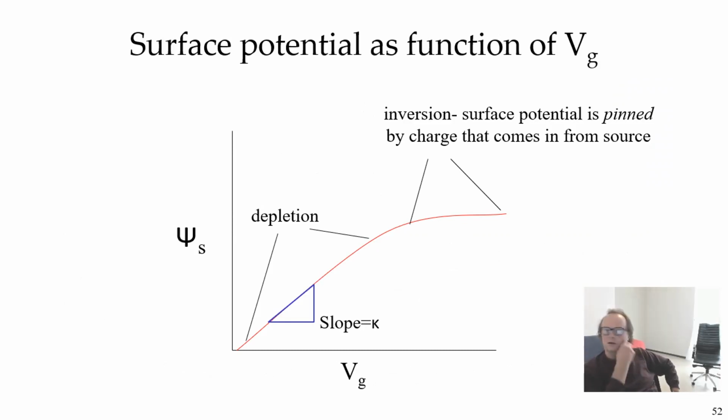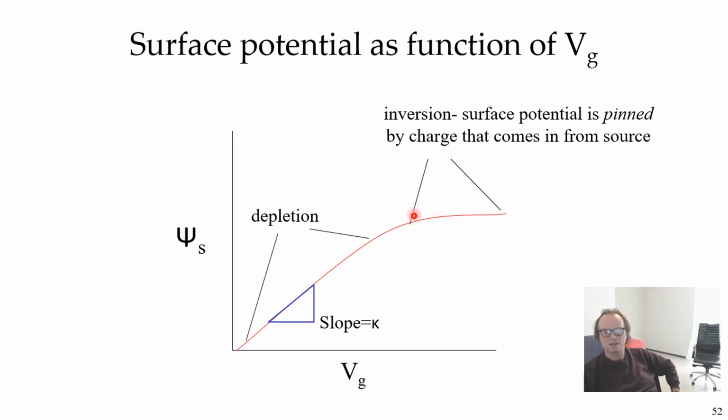So now let's look at this surface potential as a function of Vg in reality. I just told you that psi s follows Vg because of the capacitor divider with a slope of kappa. And that's true as long as the surface is just depleted. Right? But as soon as you go into inversion where the surface potential gets pinned by the charge that comes in from the source, then the surface potential stops changing linearly with Vg. It kind of becomes almost constant.